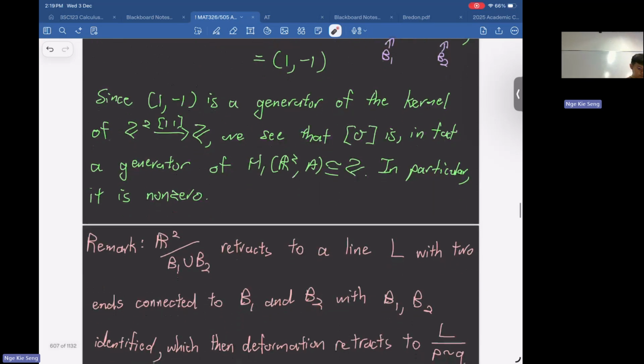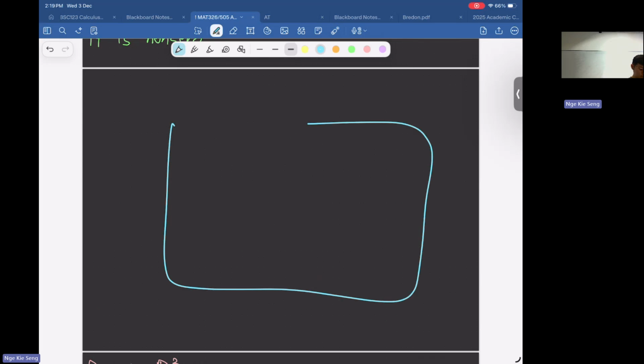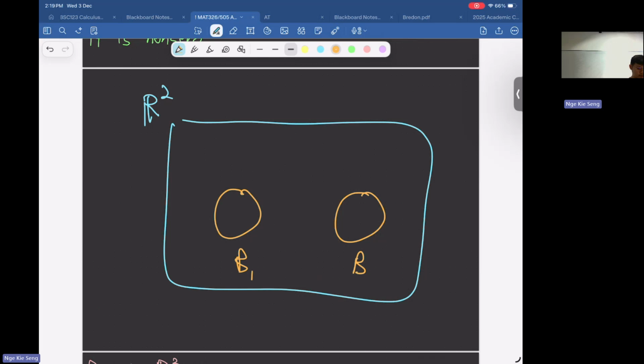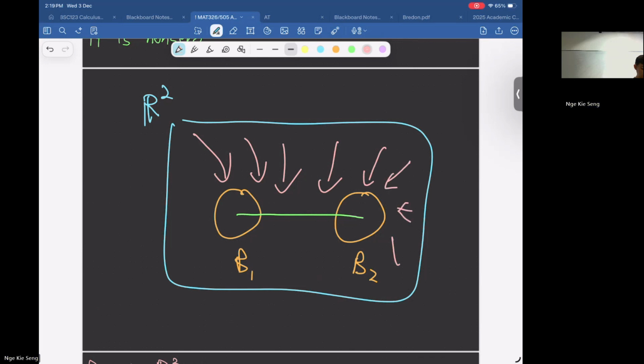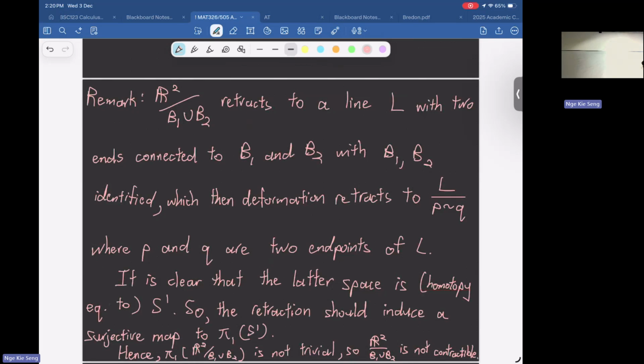Basically, you look at your R2, right? Look at your R2, and then you have B1, B2, and you look at a line that joins these two. Then you can retract everything to this dumbbell shape here, and then you do the quotient. In that case, after you do the quotient, it deformation retracts to S1.